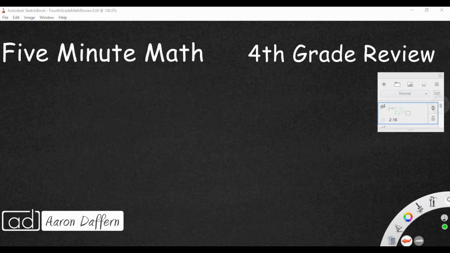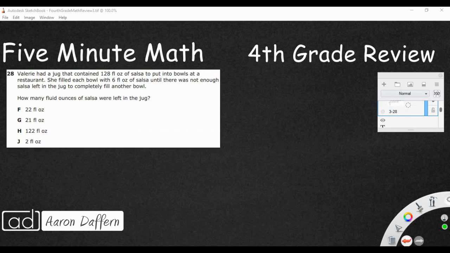And then our final problem for today is going to be another long division, but we're kind of looking at the remainder here. So Valerie had a jug that contained 128 fluid ounces of salsa to put into bowls at a restaurant. She filled each bowl with 6 fluid ounces. So filling each bowl, that means it's either going to be multiplication or division, until there was not enough salsa left in the jug to completely fill another bowl. So how many fluid ounces were left in the jug?